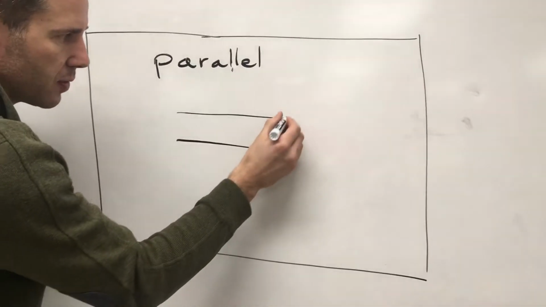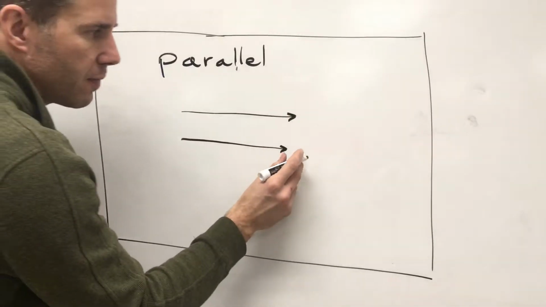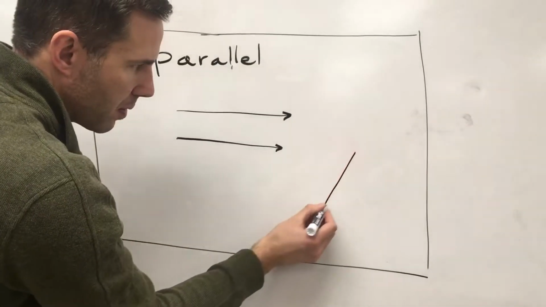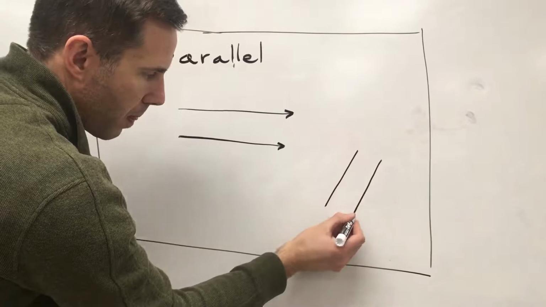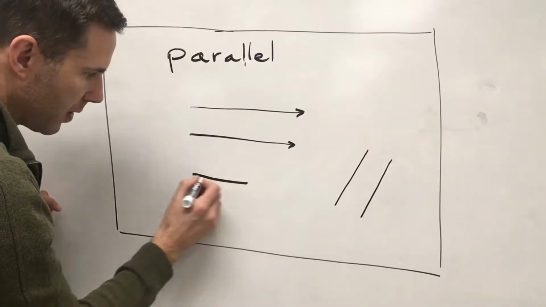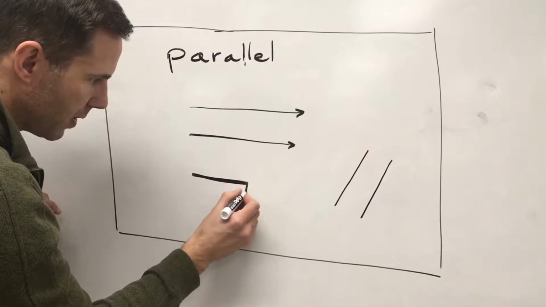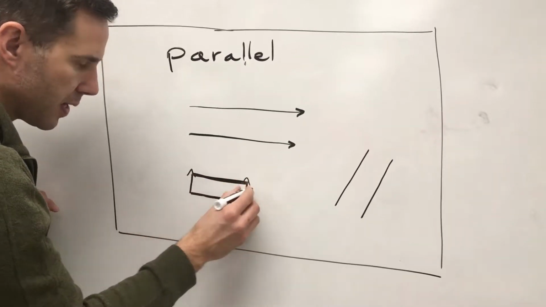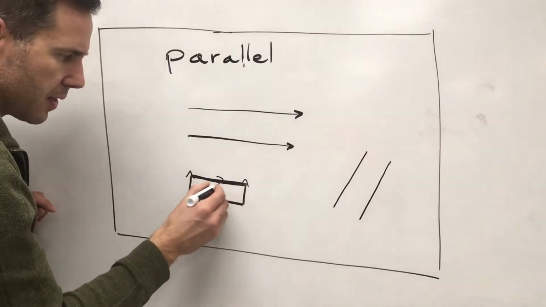So if you shot a laser this way and this way, they would never ever crisscross. They can be any direction. As long as they're parallel, it's perfect. Okay? A shape that's got parallel lines, if I drew this beautifully, would be a rectangle. See, it's got a set here, and it's got a set there.